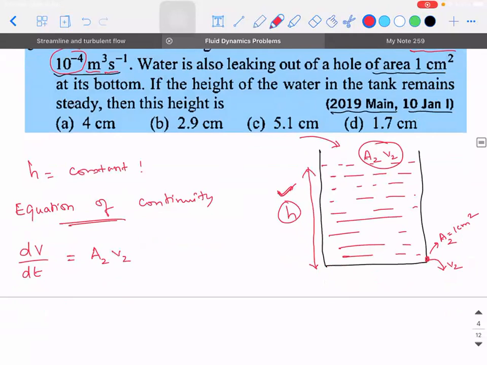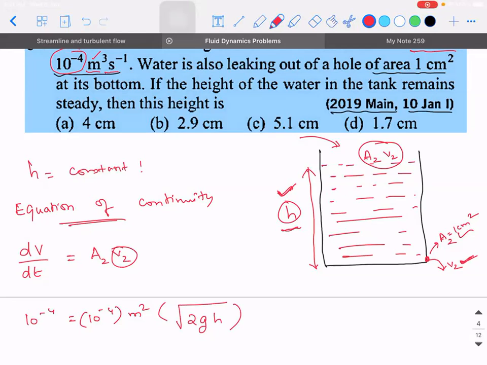Now, dV by dt is 10 power minus 4, which is the area through which the liquid is coming out, 1 centimeter square. So in terms of meter cube, I'll convert it to meter, 10 power minus 4 meter square into... now tell me the logic of how to bring this height in terms of velocity. The liquid which is coming out here is efflux. Just now we saw the formula. What was it? Square root of 2g into h. So one equation, one unknown, we can solve this.